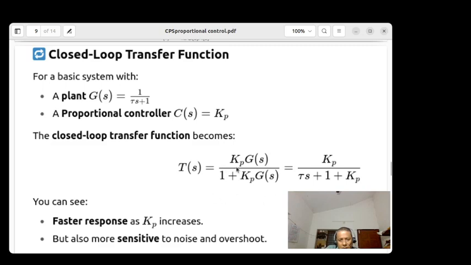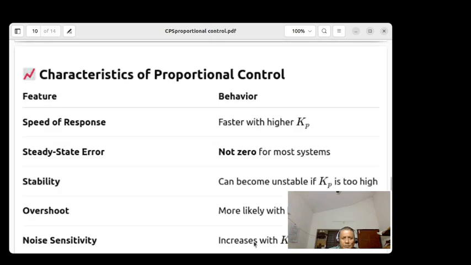So here Kp will come here. If Kp is higher, the response will be higher. That is, it will be more sensitive to noise and overshoot. As I have told you previously, the motor speed may be higher than 1000. If you are setting it to 1000, because of overshoot, it may reach 1100 RPM.